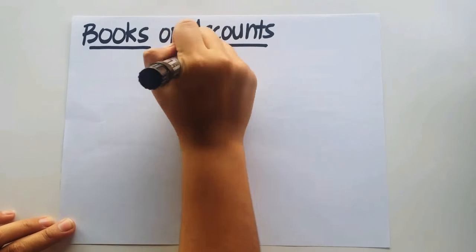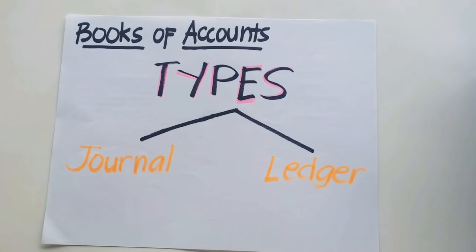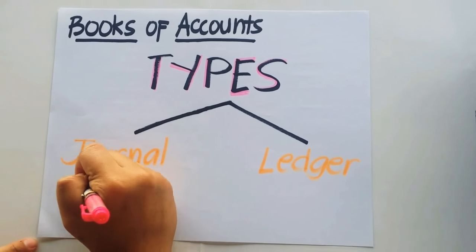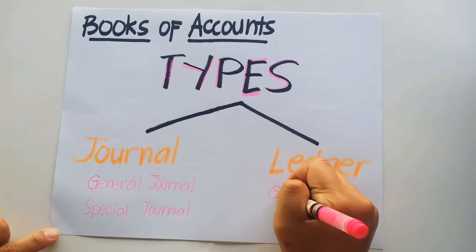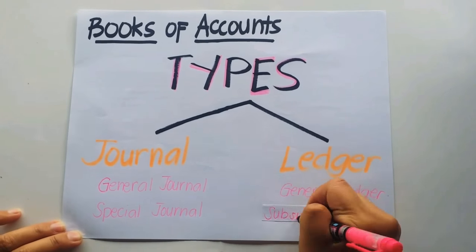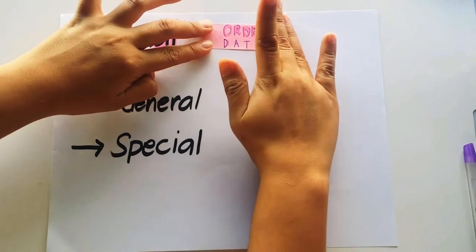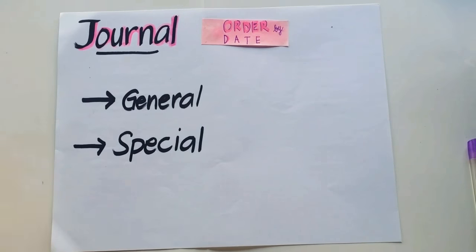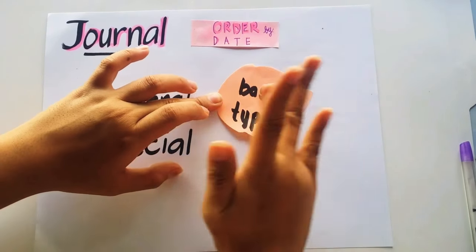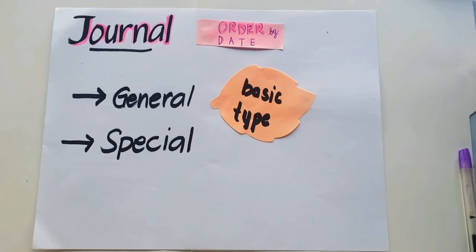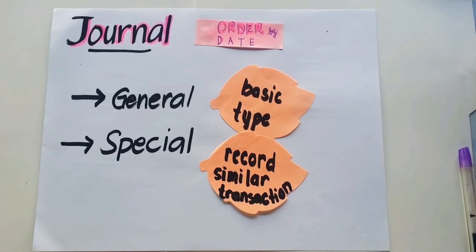The Book of Accounts has two main types, namely the journal and the ledger. Under the journal are the general journal and special journal. And on the ledger, the general ledger and the subsidiary ledger. Journal is a chronological record of all companies' transactions listed by date. General journal is the most basic type of journal. Special journal is used to record typical and similar types or recurring transactions.